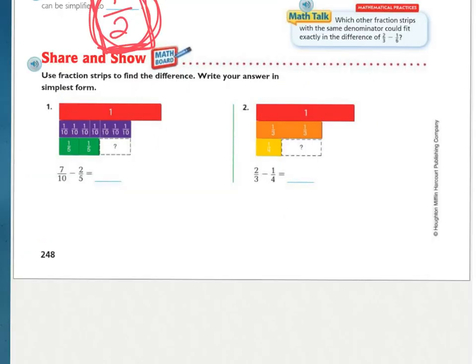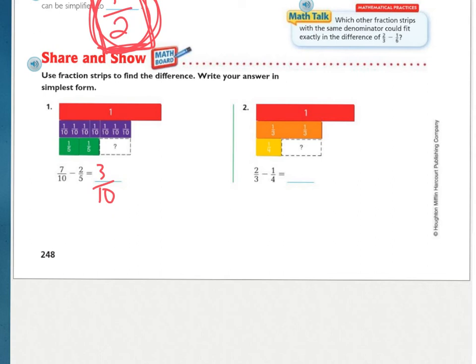Okay, on this next one, they've already put the answer: 7 tenths minus 2 fifths, right? So I have 1, 2, 3, 4, 5, 6, 7 tenths, and there's my 2 fifths. What do I have left over? Well, it's kind of nice because it's already lined up for me. I have 3 tenths, right? So my answer is going to be 3 tenths.